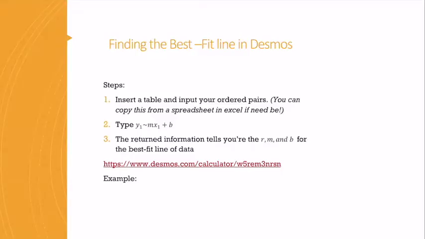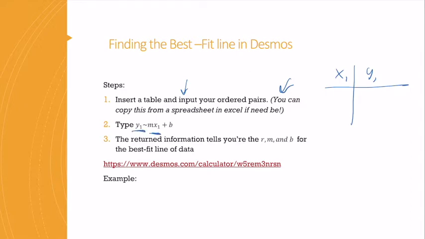So how do I find the best fit line in Desmos? You can insert a table and input your ordered pairs. You can even copy this from a spreadsheet or Excel if needed. You then want to type y1 tilde mx1 plus b. This tells Desmos to give you the best fit line. It's important to note that your table needs to have the values x1, y1, which will be generated automatically, and that these have to match.